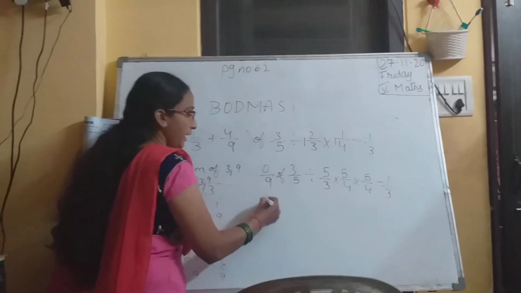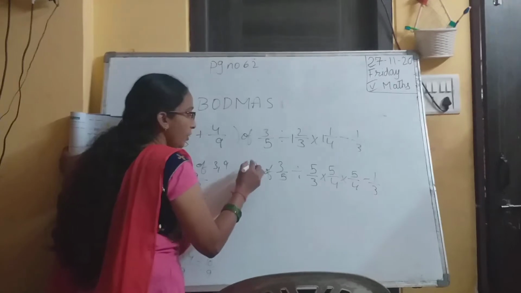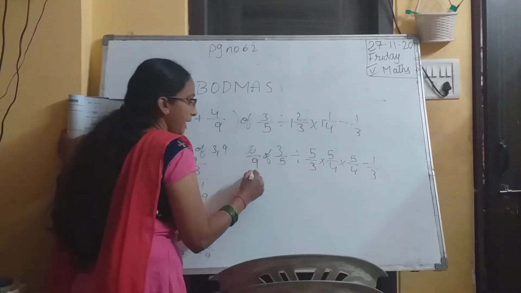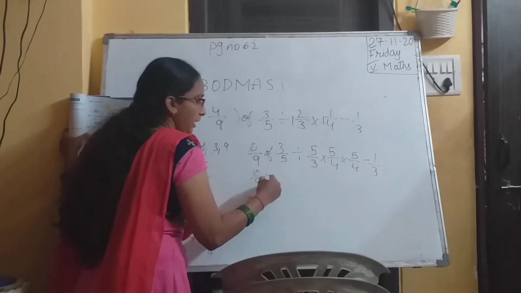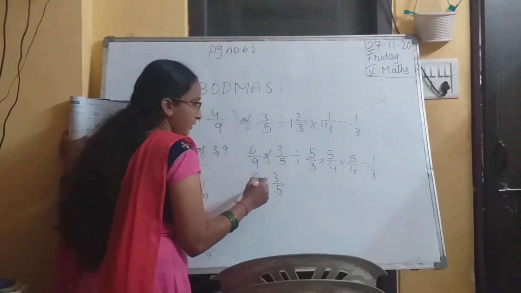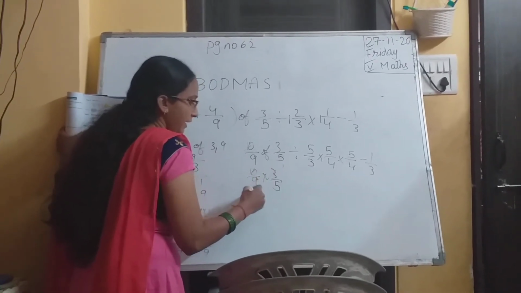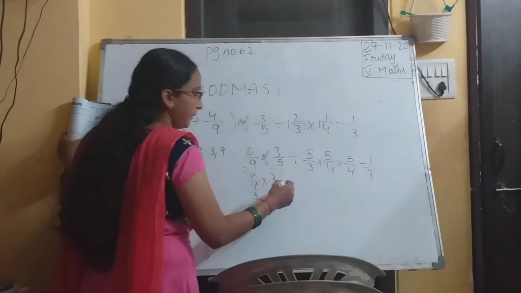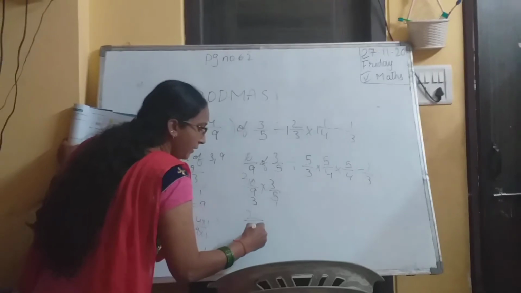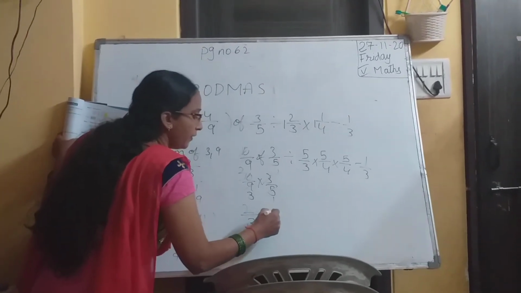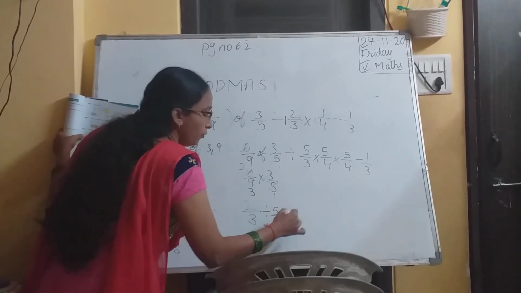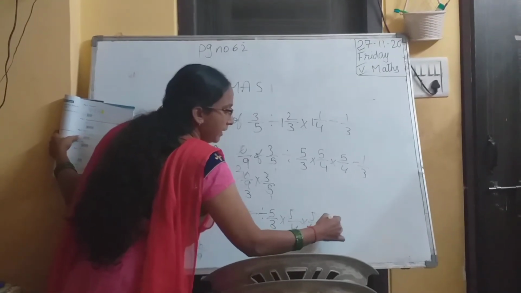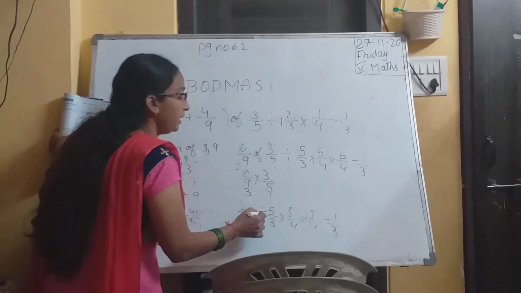See children. 10 by 9 into 3 by 5. Yes. 3 1s are 3, 3 3s are 9. 5 1s are 5, 5 2s are 10. So what did you get here? 2 by 3 divided by 5 by 3 into 5 by 4 minus 1 by 3. So now here division we have to do.